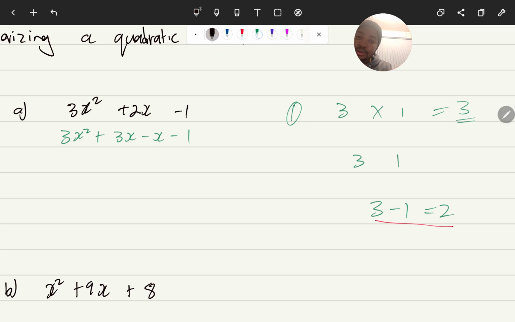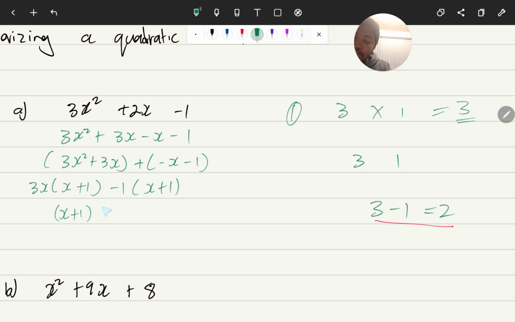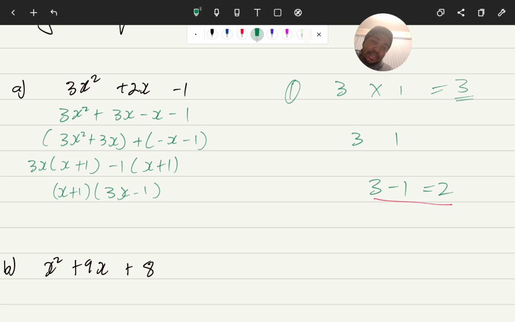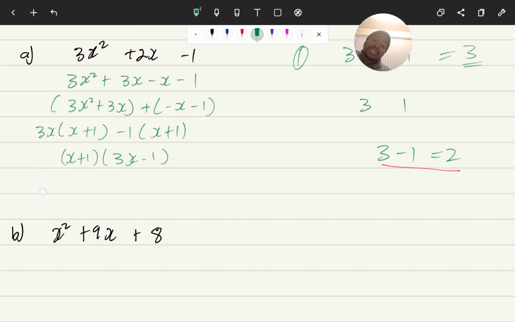You have your first group plus your second group. Taking out common factors, we have 3x times x plus 1 here, minus 1 times x plus 1. You have x plus 1, and you have 3x minus 1. Cool. I hope you guys understand. But if you don't understand, let's repeat it again.